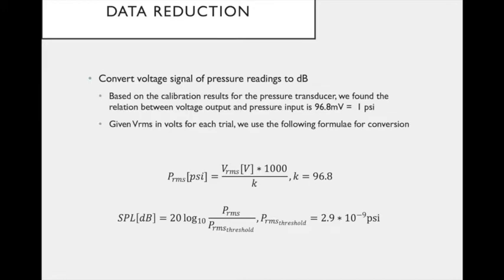And then having the RMS pressure reading, we can calculate decibels with the given constant of the PRMS threshold, which is about 2.9 times 10 to the negative 9 psi.